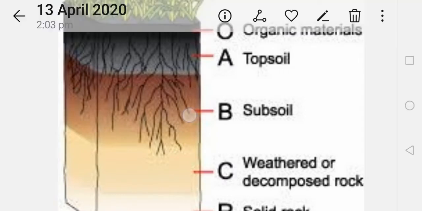Topsoil is the layer which is visible to us, and it contains humus. It is ideal for the growth of different types of crops, vegetables, fruits, and grasses, and in this way topsoil is very important. All types of organic material are found here in the topsoil. So soil is very important for us.